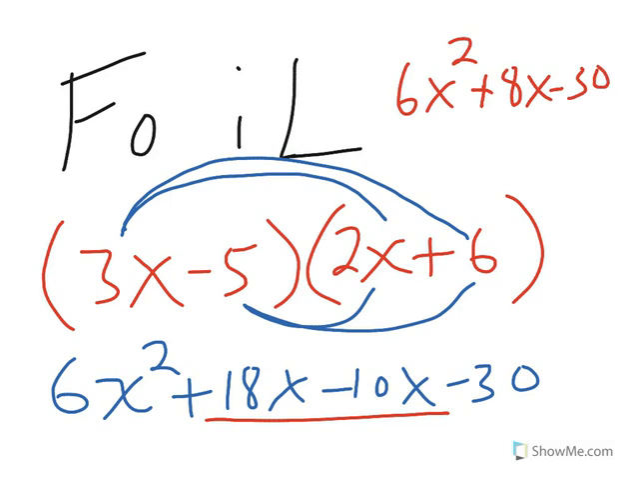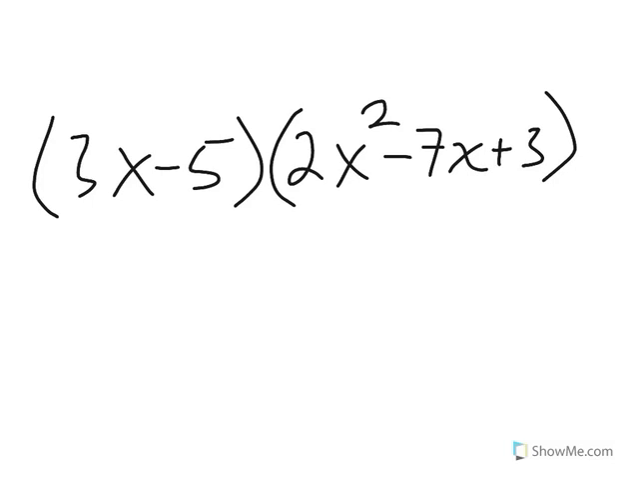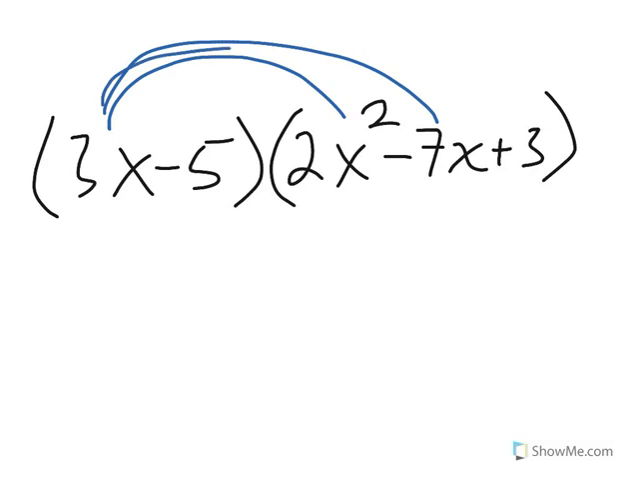The next one I'm going to go over deals with multiplying a 2 times a 3. So it's a little more difficult. So if I had 3x minus 5 times 2x squared minus 7x plus 3, and I did this, I'm still going to multiply the 3x here, but I'm also going to multiply the 3x to the 7 and the 3x to the 3. So I'm multiplying the 3x times every single thing.